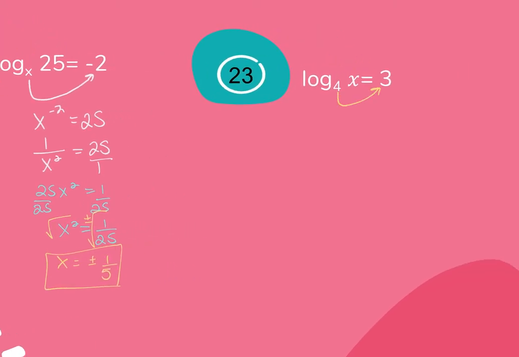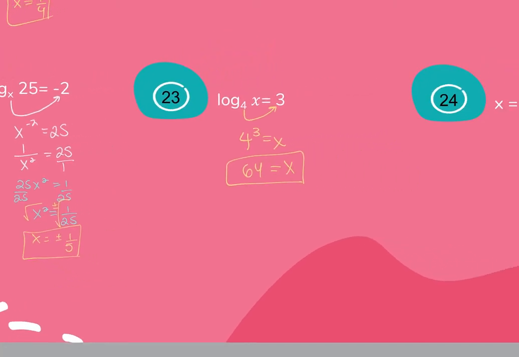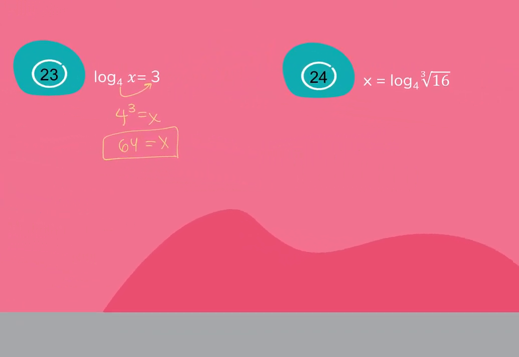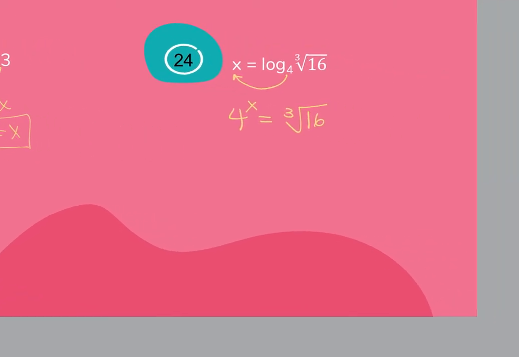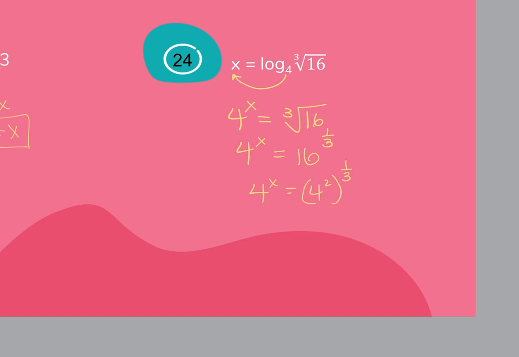23, 4 picks up the 3, 4 to the third equals x, and 4 times 4 times 4 is 64. 24, 4 comes over, picks up the x, equals the cube root of 16. This would be 16 to the 1/3. Change them so they have the same base. 16 is 4 squared raised to the 1/3. So I would get x equals 2 times 1/3, or 2/3.